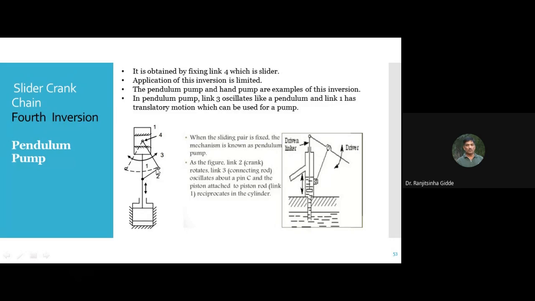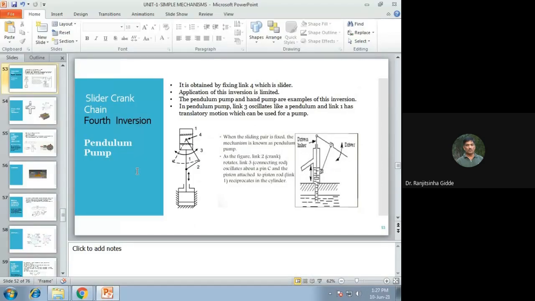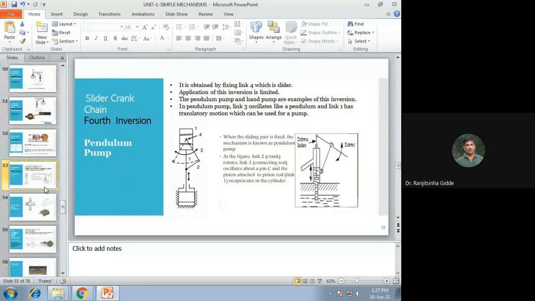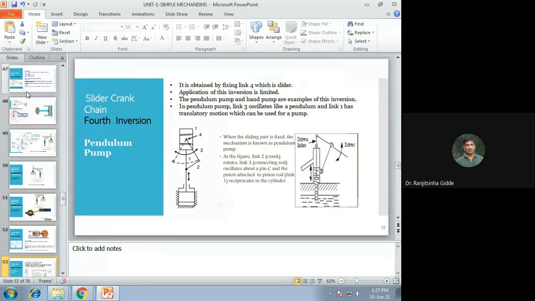This one is the crank, this is the connecting rod. This is link 1, this is link 2. So for your understanding, I would like to put that figure once again on this slide. Give me one minute.